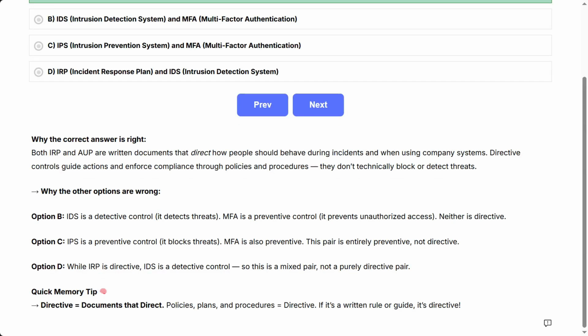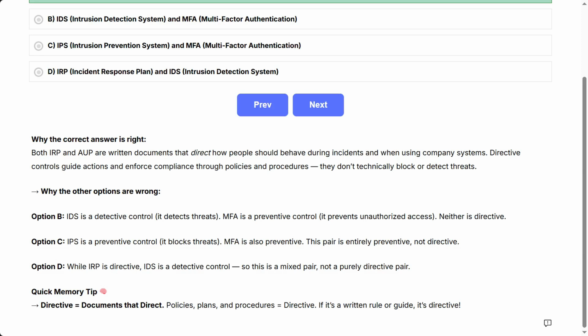Why the other options are wrong? Option B. IDS is a detective control. It detects threats. MFA is a preventive control. It prevents unauthorized access. Neither is directive. Option C. IPS is a preventive control. It blocks threats. MFA is also preventive. This pair is entirely preventive, not directive.